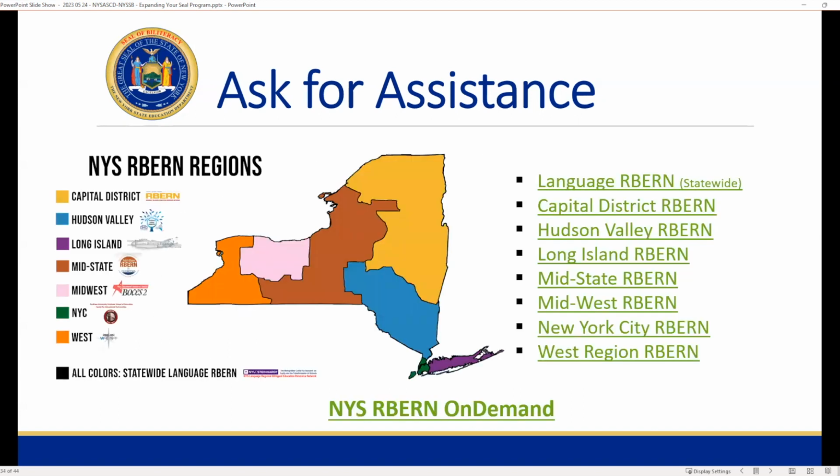Now, you may not know this, I hope you do, but every area of New York has what we call an RBERN, a Regional Bilingual Education Resource Network, and you can see the color coding on the map here. You have a person who is designated at each of these RBERNs that is your Seal of Biliteracy person. And you can find that person by clicking on any of the links or contacting me, and I will put you in touch with them.